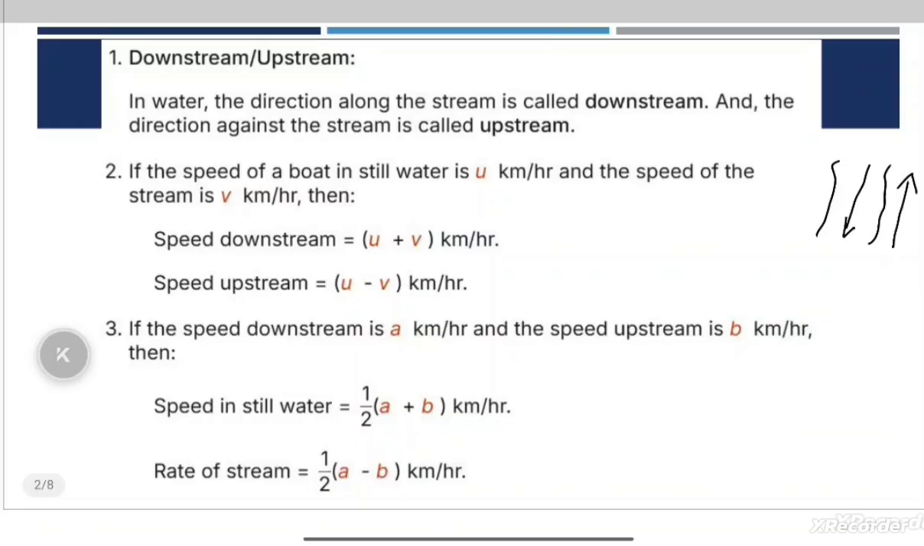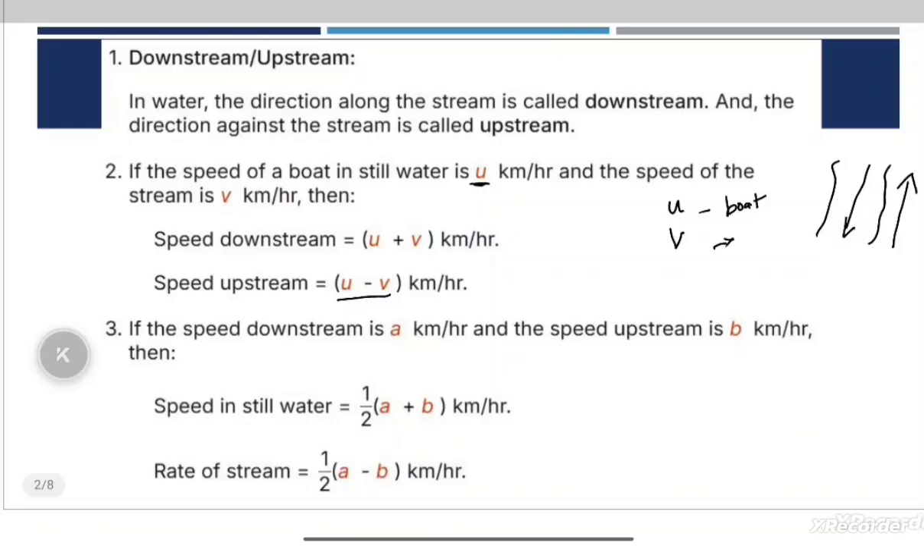Second definition, the speed of the boat in still water. So what is u? u is nothing but the speed of the boat in still water. Okay, and v is nothing but the speed of the stream. So you have to know what is u and what is v. This is the speed of the boat in still water, and this is the speed of the stream. Okay, so if these two are the condition, then the speed downstream is equal to u plus v, and the speed upstream is equal to u minus v.